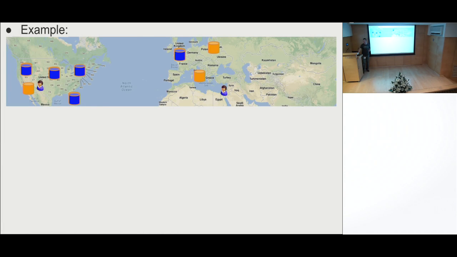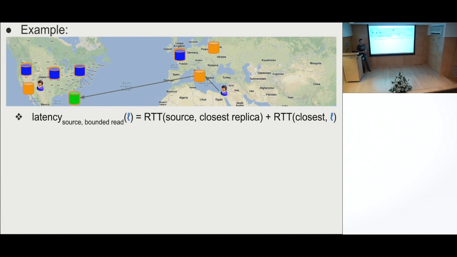So here's an example. This is the leader again, and the Israeli client invokes a read. The read goes to the closest replica, and then to the leader. So the average latency of this operation, given a leader in this location, is simply the average round trip time between the client and its closest replica, and the average round trip time between the closest replica and the leader. Since we're talking about average latencies here, we use the linearity of expectation. This does not work for tail latencies. For tail latencies, we need to do something more complicated.